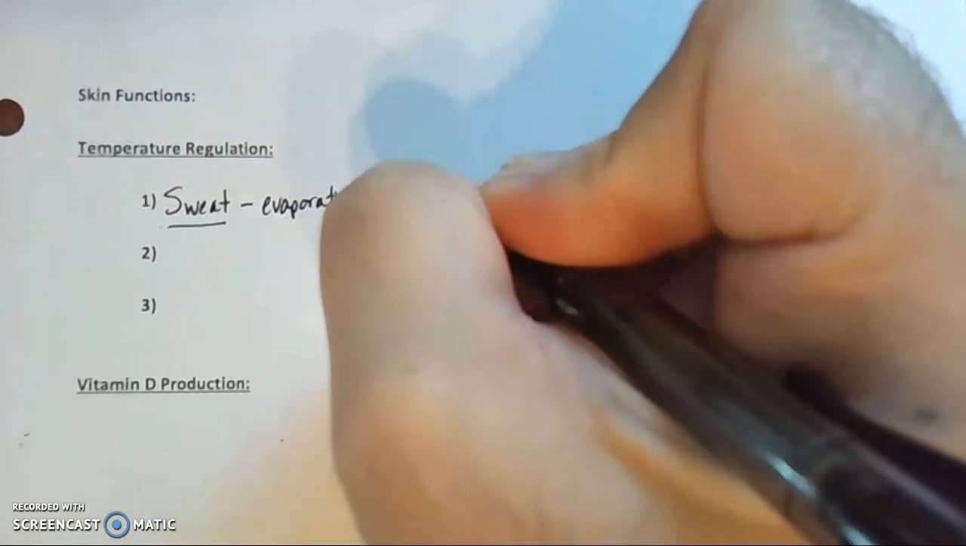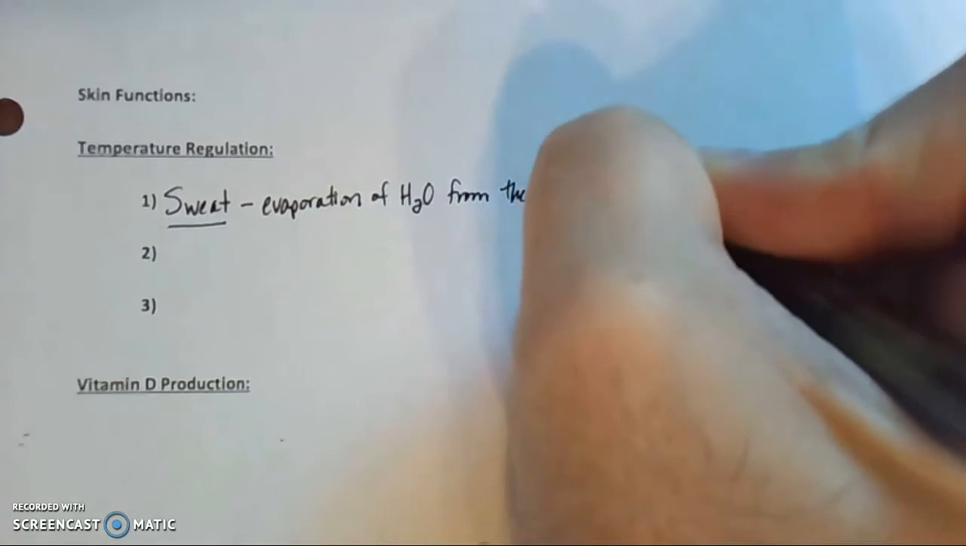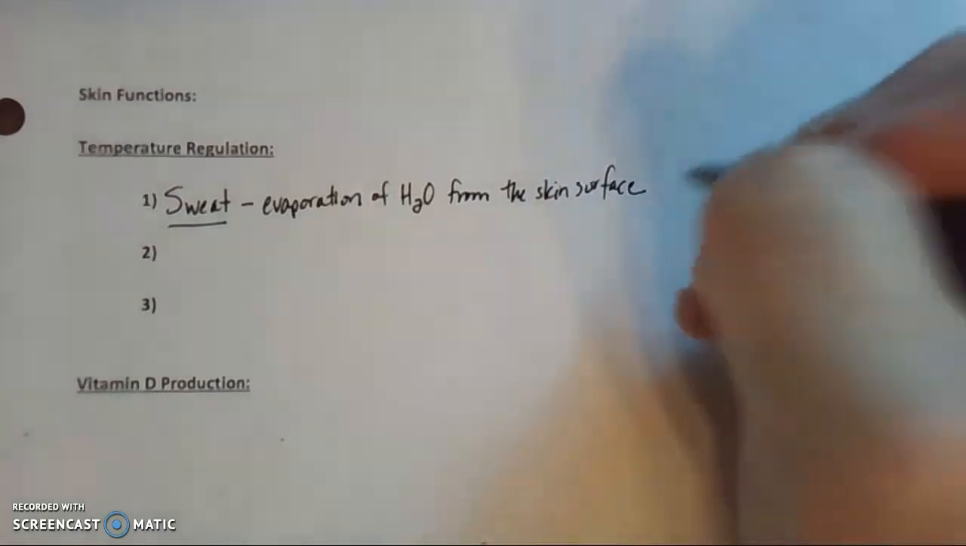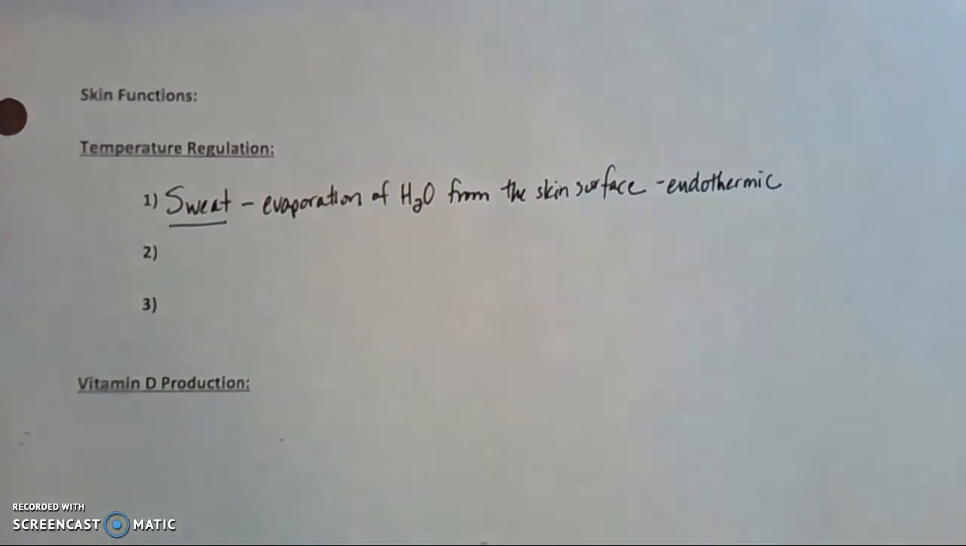So we have evaporation of water from the skin surface. And if you have had Chemistry 2, we know that evaporation is an endothermic process, and that means that it absorbs energy from the surroundings. So if the water is on the surface of your skin, it's absorbing energy from your skin surface to go from a liquid phase into a gas phase, and that will remove some heat.